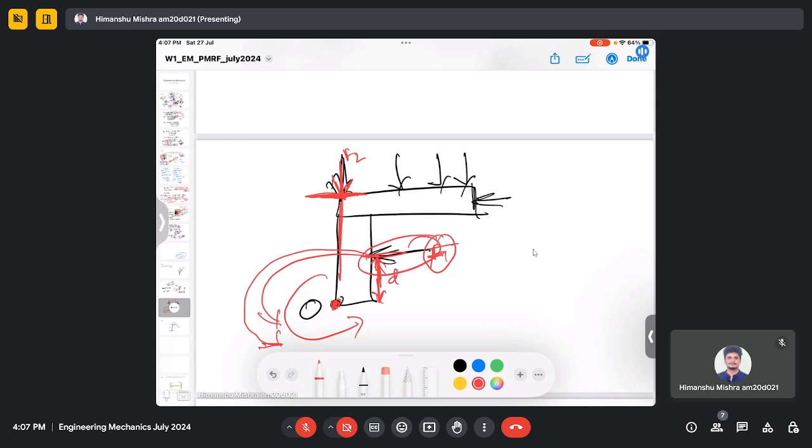There is a parallel distance, right? But there is no perpendicular distance from point O to force F2. So the movement due to this force will be zero.